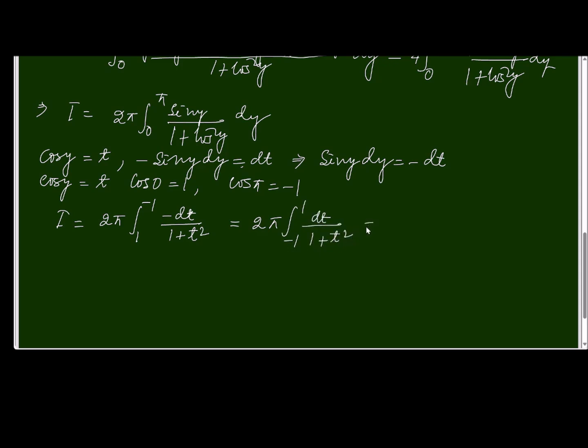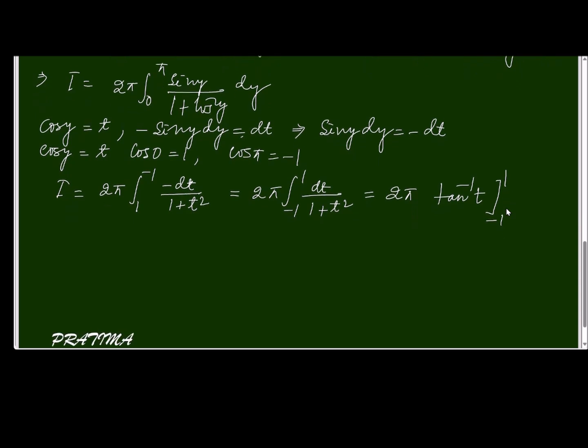And we know this integral, it is very common, that is tan inverse t. So 2 pi times tan inverse t from negative 1 to 1. So I equals 2 pi multiplied by tan inverse 1 minus tan inverse of minus 1. Tan inverse 1 is pi by 4.